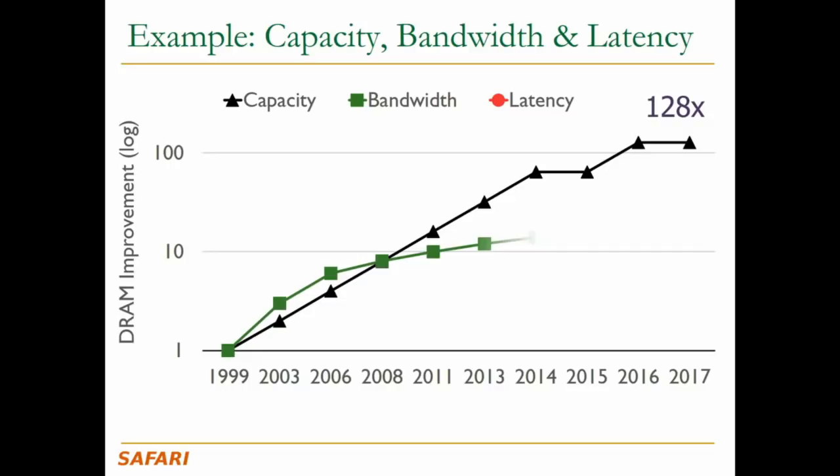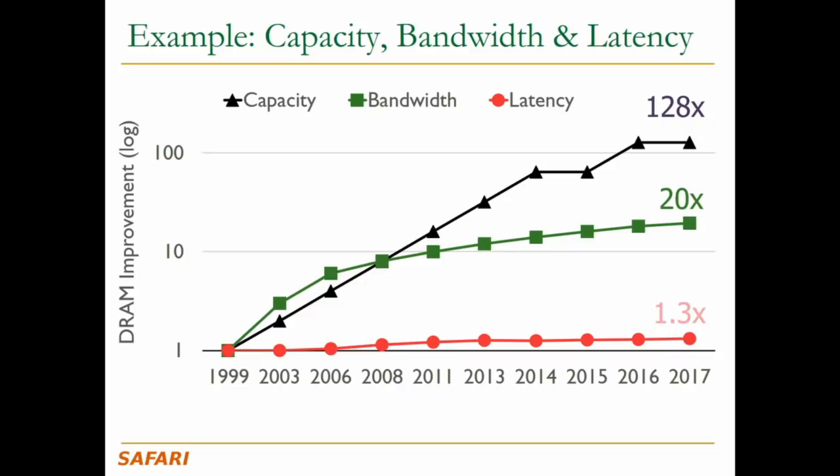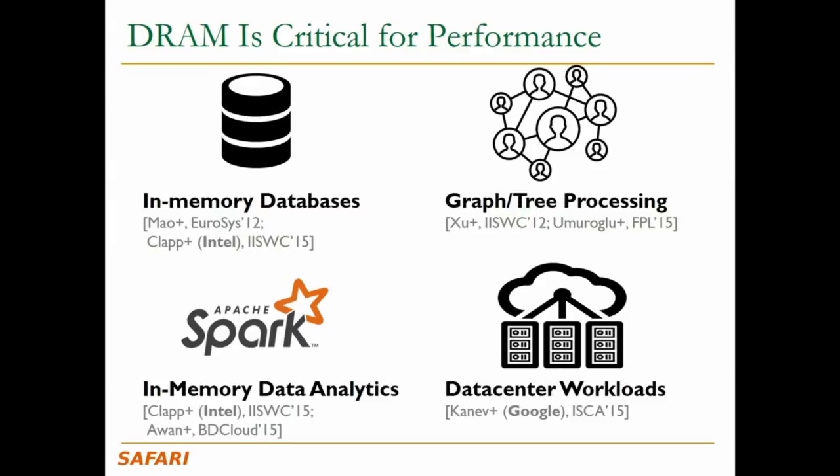Bandwidth has not improved as much, but you could potentially improve it. What do you think of latency? How much has it improved in the last 18 years? This much, yeah. I agree, it's this much in this graph. It's basically 30% in commodity DRAM. And if you want to pay for it, you can, of course, give your arm and leg and you can pay for it. But latency is almost constant. But DRAM is critical for performance, capacity, latency, bandwidth. Different applications have different requirements. I think these are backward-looking applications. We have many, many more forward-looking applications that are going to put even more pressure on DRAM.